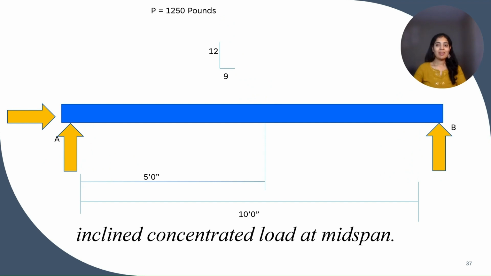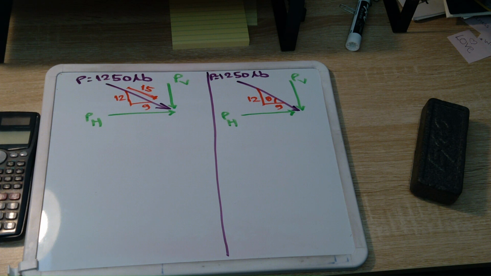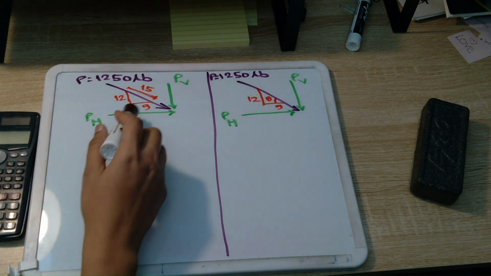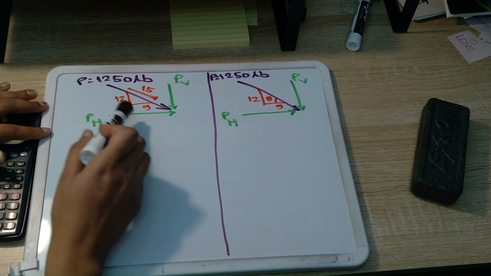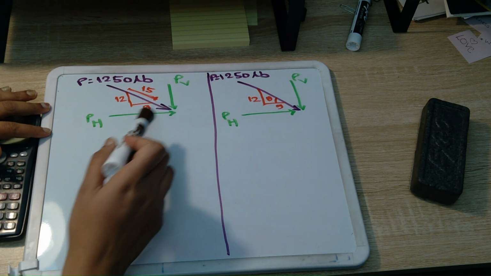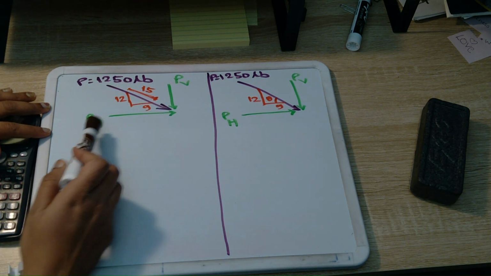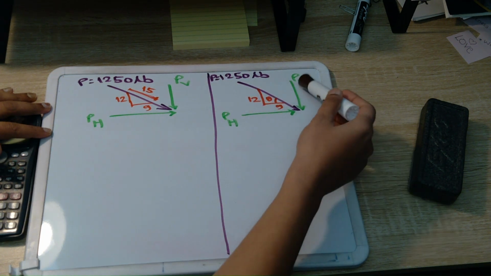So this is the free body diagram of the inclined concentrated load acting at midspan of the simply supported beam. We will calculate the reactions. This is the example of inclined concentrated load at the midspan. So first, we will have to convert this inclined concentrated load into horizontal and vertical components.